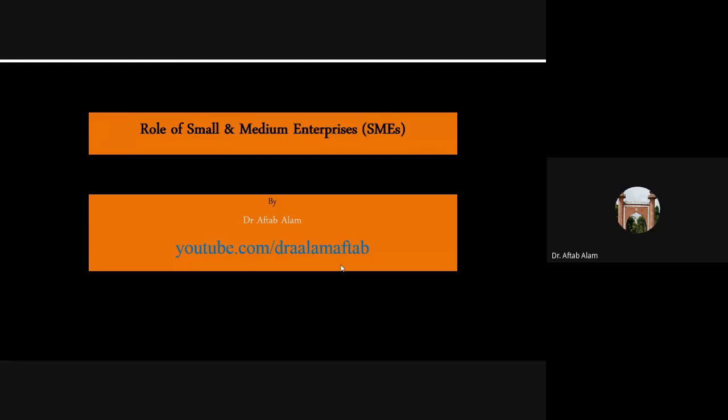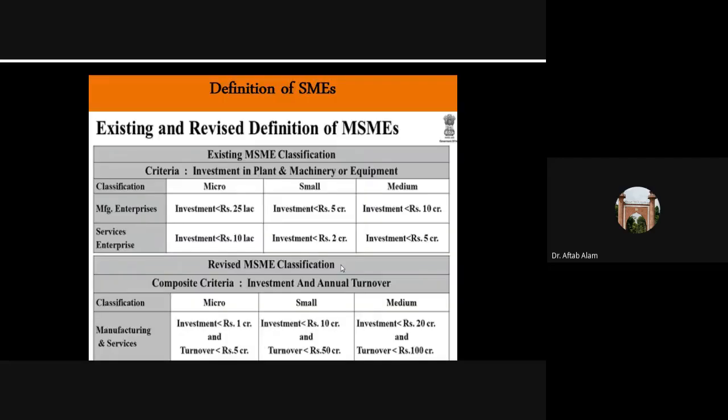Today we are going to discuss the role of small and medium enterprises, right? So let us first understand how we define and categorize small and medium enterprises and how it is different from large scale enterprises, okay? What is the difference between large scale and small and medium enterprises? In fact, small and medium enterprises are defined together. Okay, so let us see how it is defined.